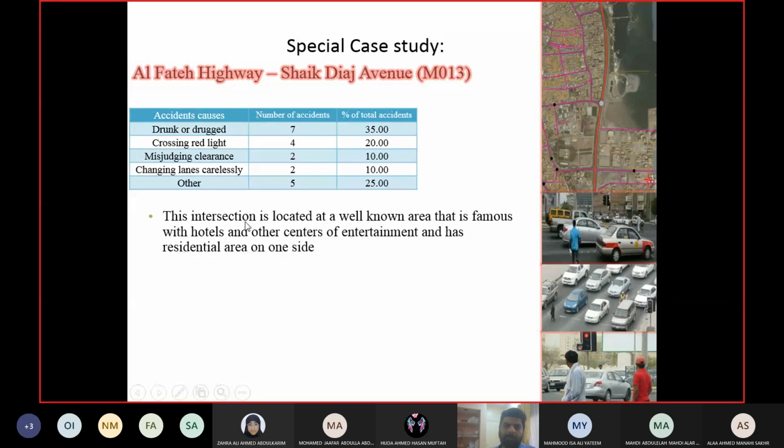Information about the intersection: it is in a well-known area. I think everybody knows about Sheikh Fateh Highway. It's a very important highway. It goes through a very populous area. One side has Jufair, the other side is the diplomatic area and so on. On one side you have hotels and centers of entertainment. I have seen some areas where people play football and cricket as well, and the other side is the residential area. So basically there's a lot of pedestrian crossing as well. It's a busy, populous area with vehicles as well as pedestrians.